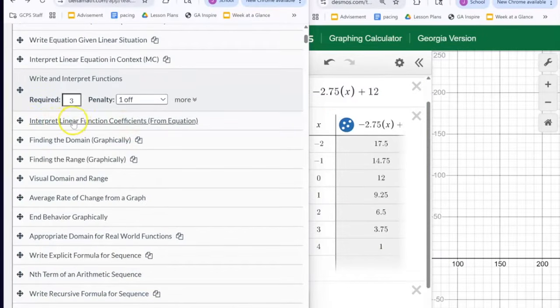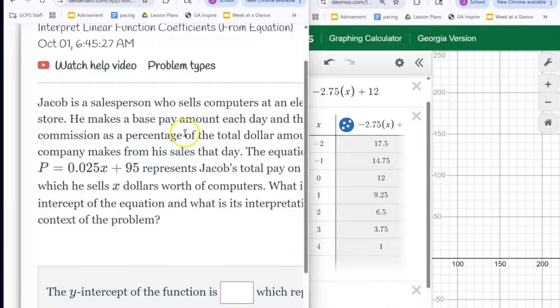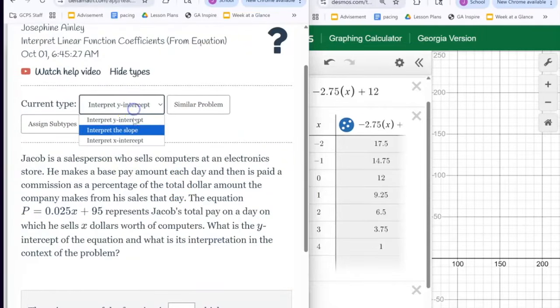Let's take a look at interpreting linear function coefficients from an equation. All right, Jacob, there are several types of questions you can get: interpret the y-intercept, the slope, or the x-intercept. I'll go ahead and start with the y-intercept.